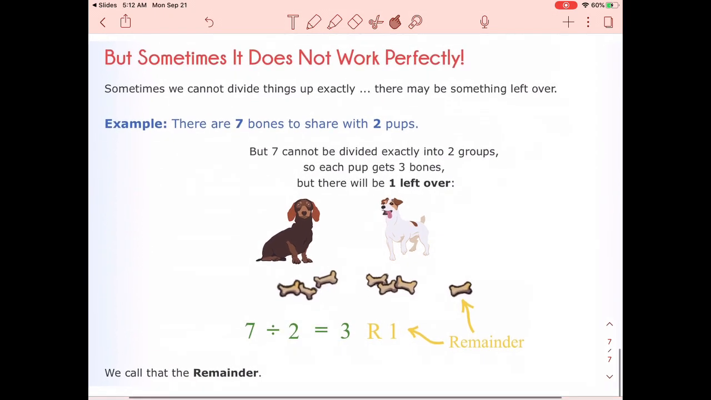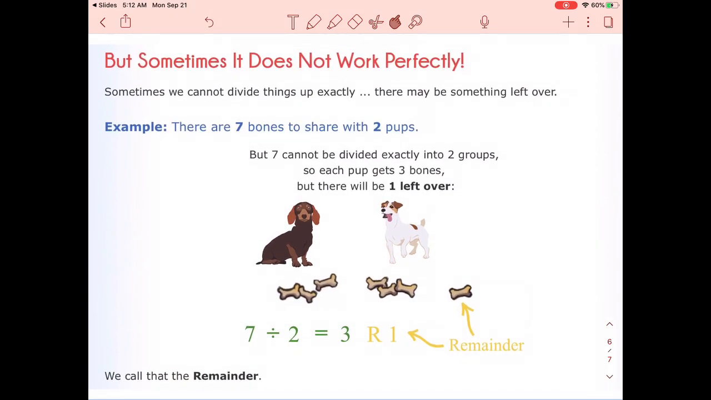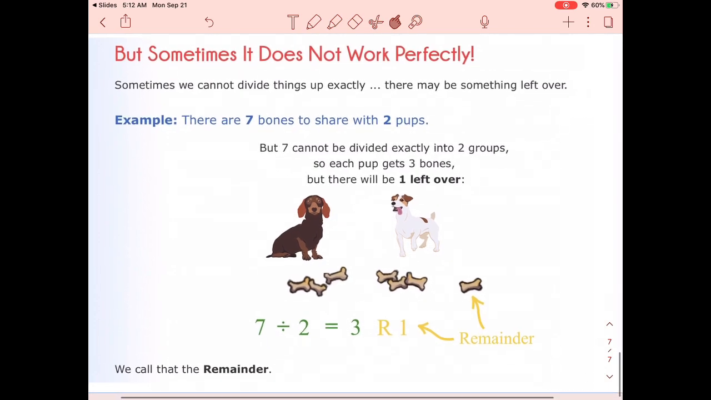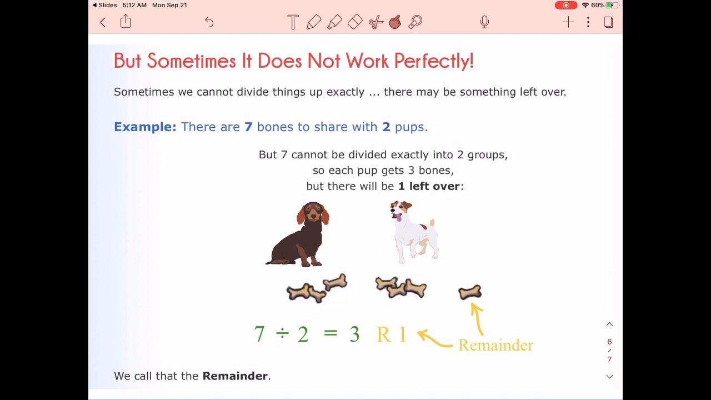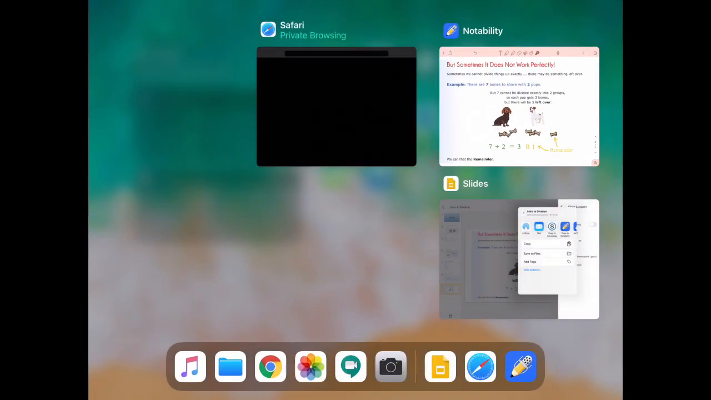All right. Well, we know that sometimes this does not work perfectly, because we can't divide something up exactly. There might be a leftover. For example, if I have 7 bones to share with 2 pups here, well, I can't divide 7 evenly with 2 pups. So each pup, as you see here, gets 3 bones, but there's 1 left over, and we call that leftover the remainder.